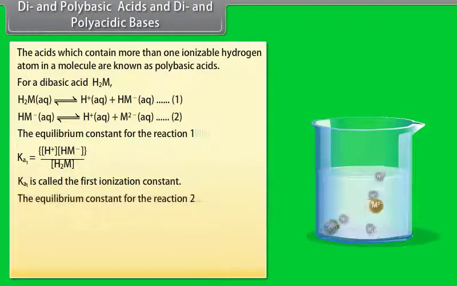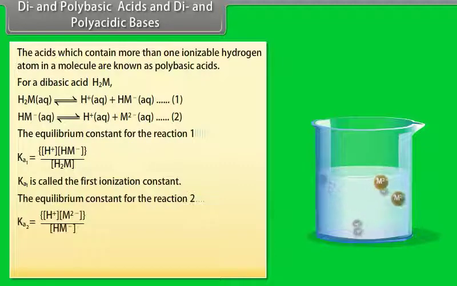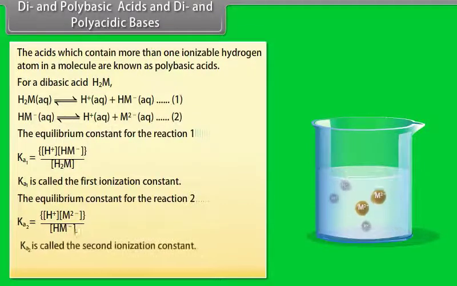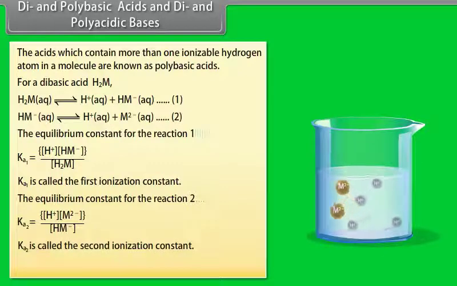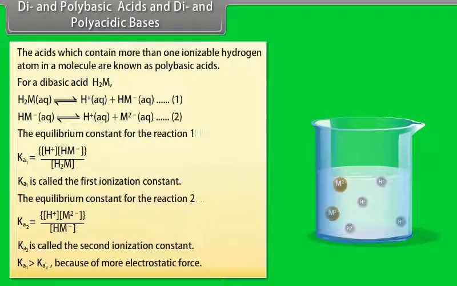The equilibrium constant for reaction 2, Ka2, is equal to H plus into M 2 minus by HM minus. Ka2 is called the second ionization constant. Ka1 is greater than Ka2 because of more electrostatic force.